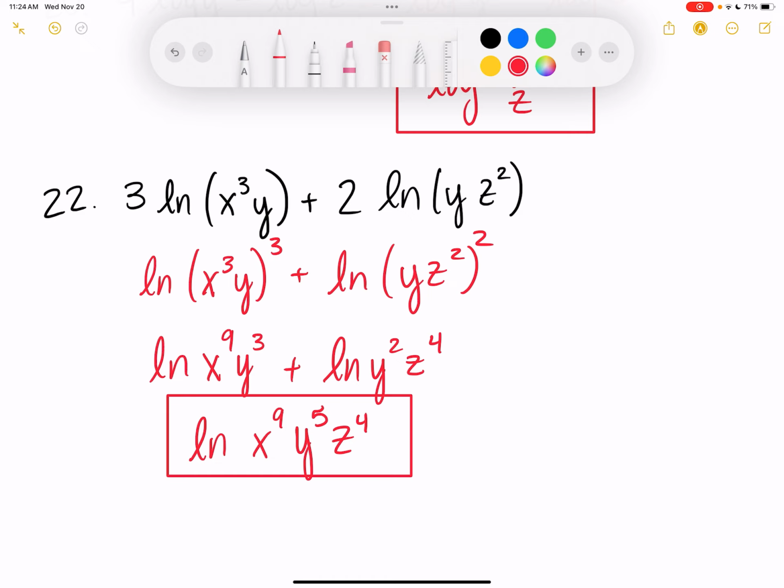All right, so the next thing is we're going to be using the change of base formula in your calculator to evaluate the logarithm.